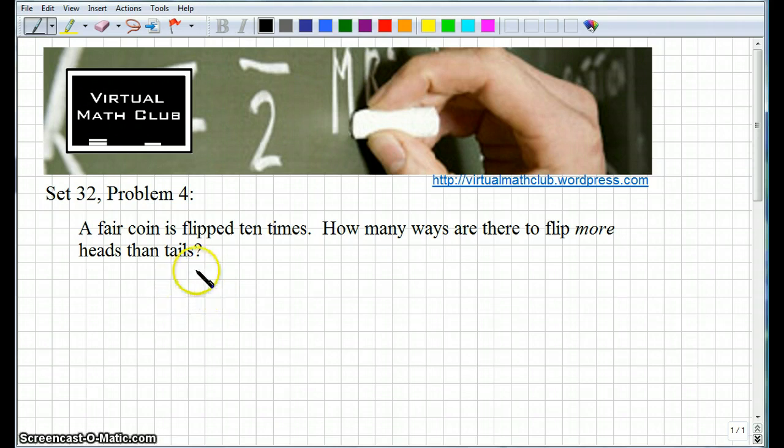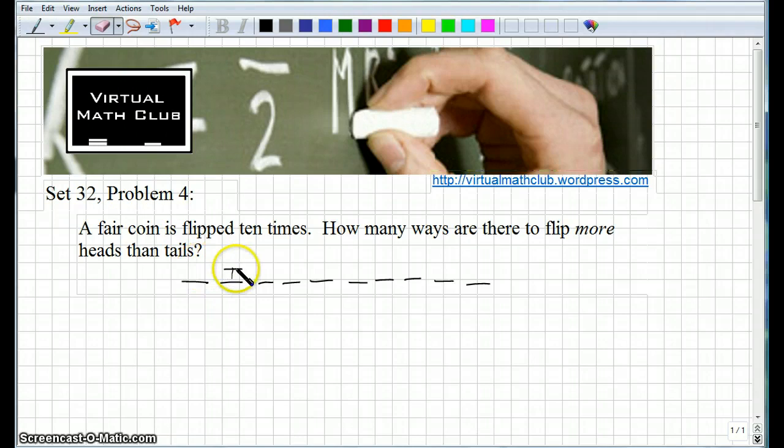So, first thing I'm going to do is, let's say that we're recording the flips as they happen. So we'd put the first flip here, second, third, fourth, fifth, sixth, seventh, eighth, ninth, and 10th. Okay, we're going to flip it 10 times and then we'll record as we go along. So if we get a heads in the first flip, we just put an H here. And if we get a tails in the second flip, we put a T. Okay? So let's think about it that way.